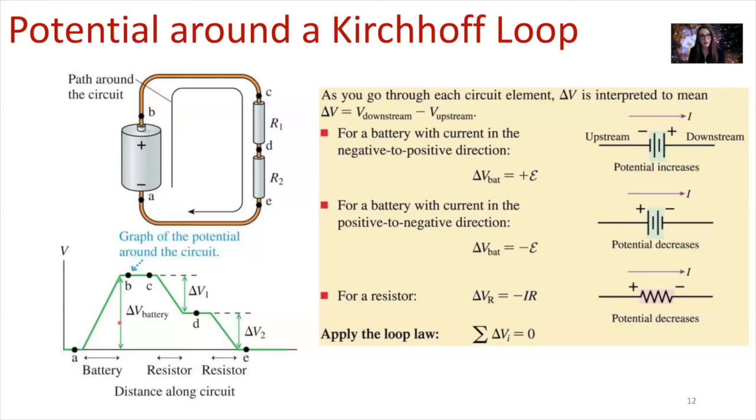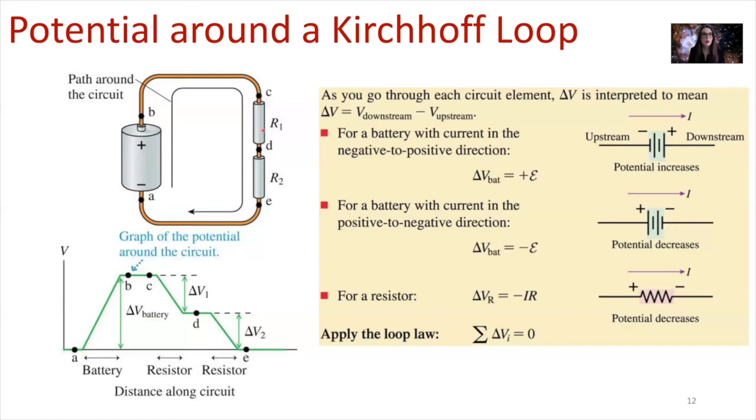So this is a graph of the potential around our loop here. We're going to gain potential as we move through the battery. And then, from A to B, we're gaining potential. And then we move from B to C, there's no element there, so our potential remains the same.